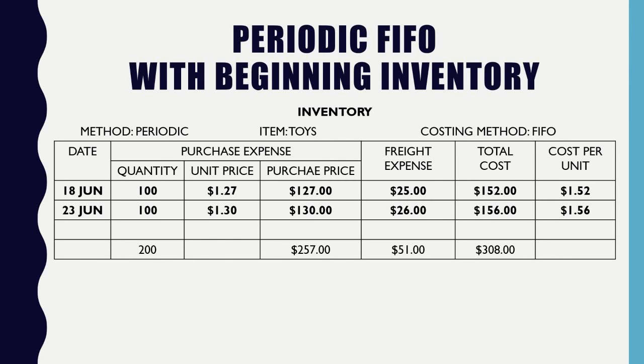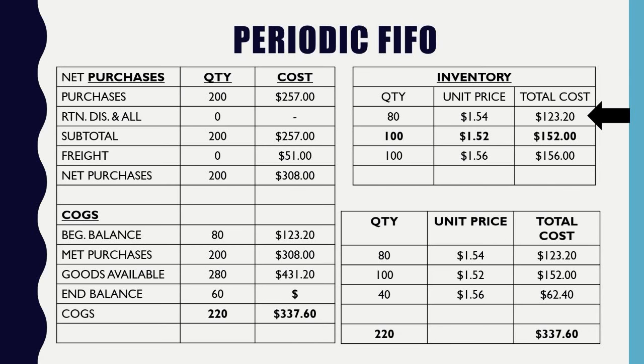Okay, so again, those four numbers are very important because now we're going to be filling out this chart here. Now, as you can see, we did the top part exactly how we filled out that bottom part. We got the totals of everything. Okay, so here we have the 257, plus the 51, gave us a total of 308. Now, we had beginning inventory. On the 15th, we started out with 80 units, okay? And it cost us $123.20.